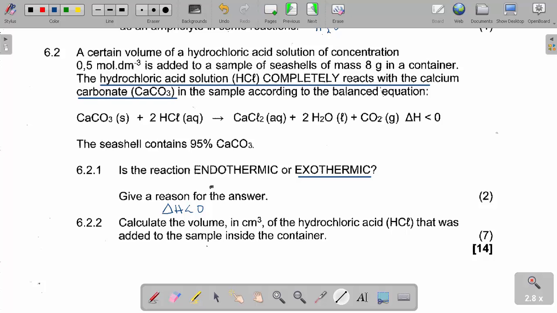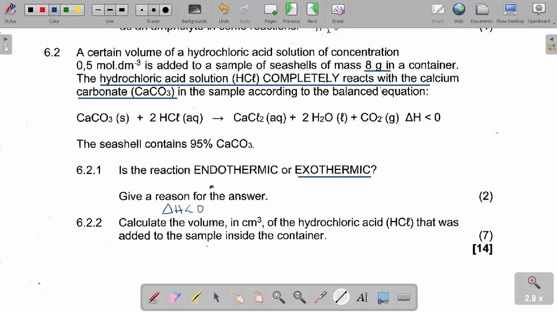Are we together? They say the seashell contains 95% calcium carbonate, and I want the volume of HCl. It means I must first get the moles of HCl, which I'm going to get after getting the moles of the calcium carbonate, because I have the mass. The mass here is 8 grams, the mass of the seashells in the container.